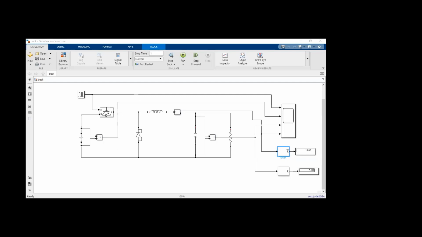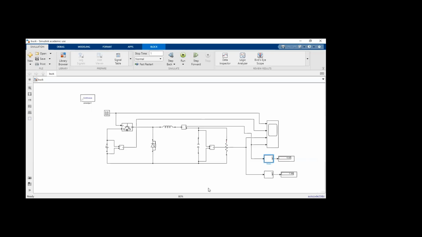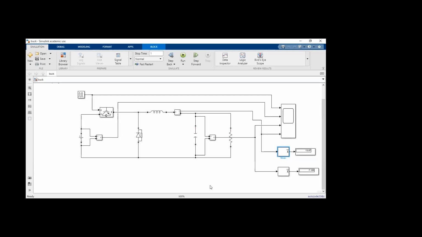So if you see clearly, these are the things. Is it okay, buck converter?